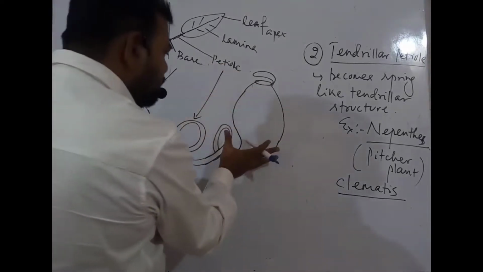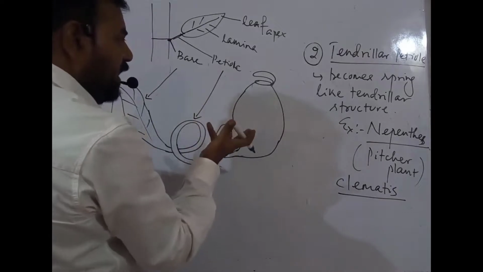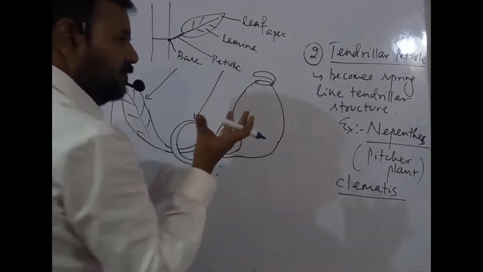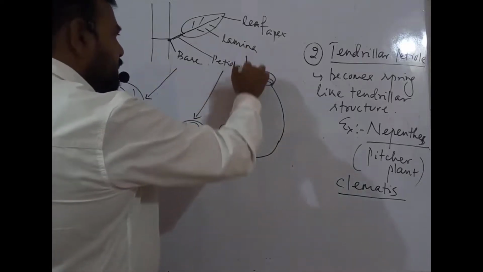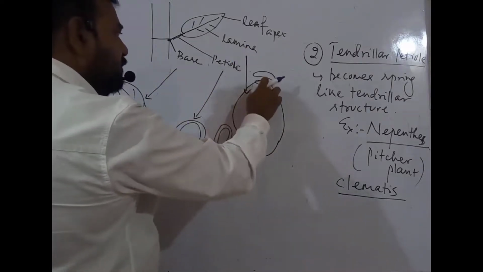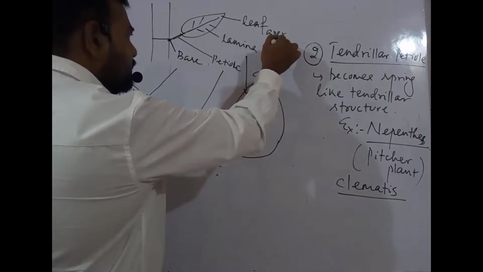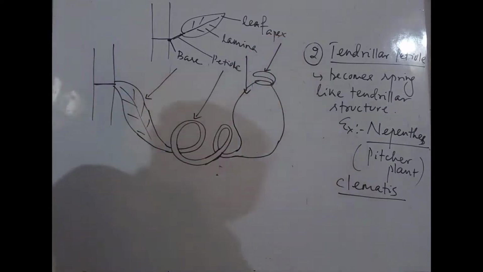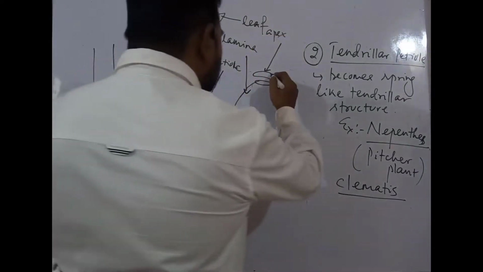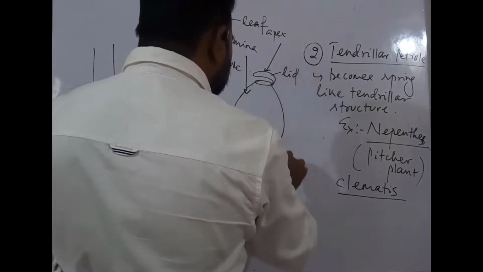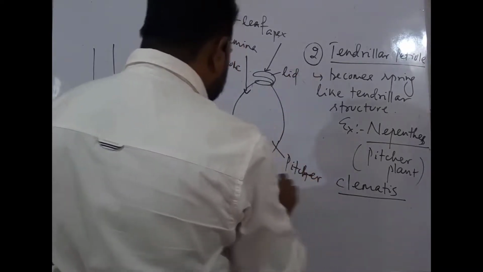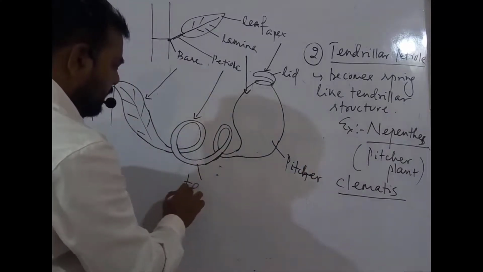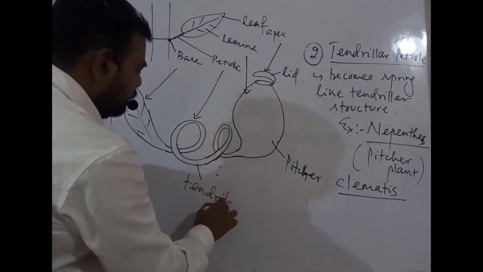And the lamina becomes wider, a container like a vessel. This one is called the pitcher. So this one is the lamina. And the leaf apex becomes a lid. This one is the leaf apex, so this one is known as the lid. This one is the pitcher. And this one is the tendrilar petiole.